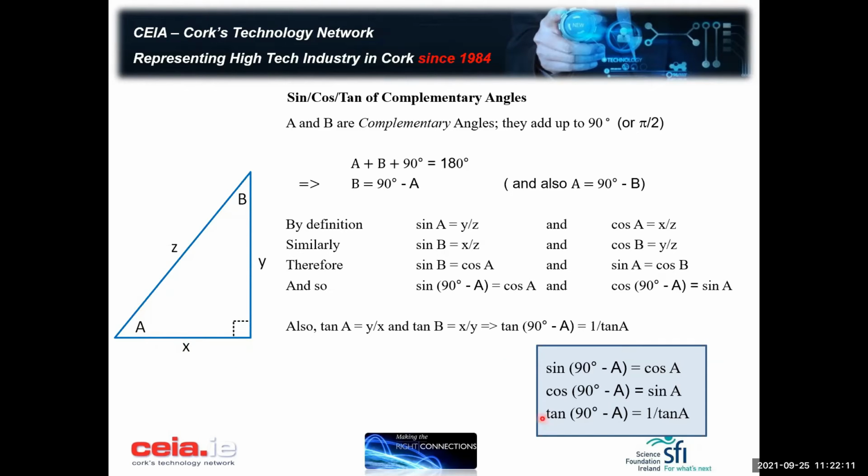And these are summarized down here: the sine of the complementary angle to A is equal to cosine of A, and the cosine of the complementary angle of A is equal to the sine of A. And in the case of tan, you invert it because you're swapping the opposite and adjacent. The way of looking at this is, if you want to swap between an angle and its complementary angle, you swap the sine and cosine, and you invert the tan.